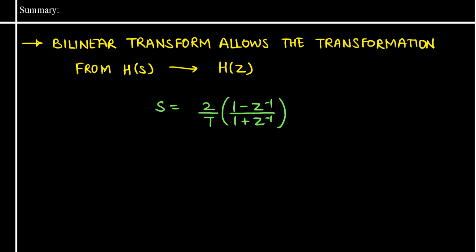So in this lecture we found a transform or a method or a formula that allows us a transformation from H(s) to H(z), which is known as the bilinear transform, and it is given as s equal to 2/T into 1 minus z inverse upon 1 plus z inverse. So in the subsequent lecture, we are going to look at the insights of this bilinear transform and look at some of the properties or the benefits that this transform provides us.